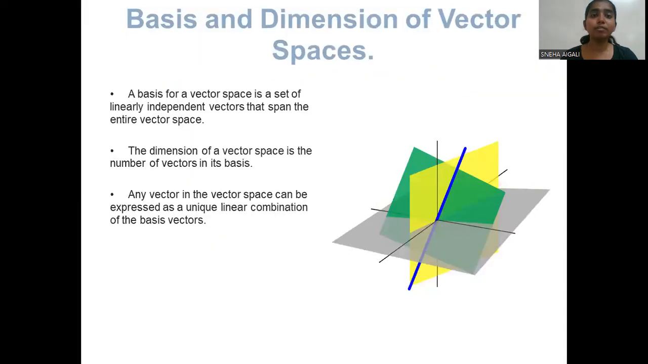Now, next up we have bases and dimensions of vector spaces. A basis of a vector space is a set of linearly independent vectors that span the entire vector space. The dimension of a vector space is the number of vectors in its basis. Any vector in the vector space can be expressed as a unique linear combination of the basis vectors.